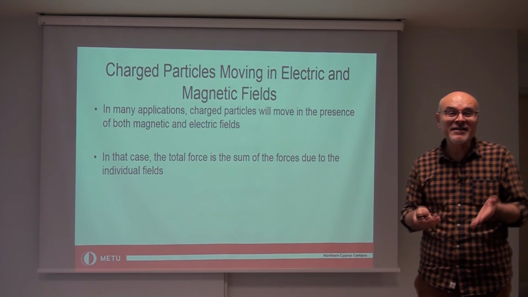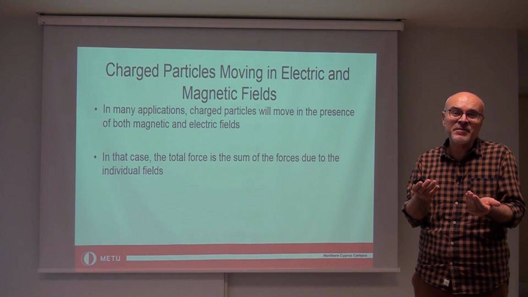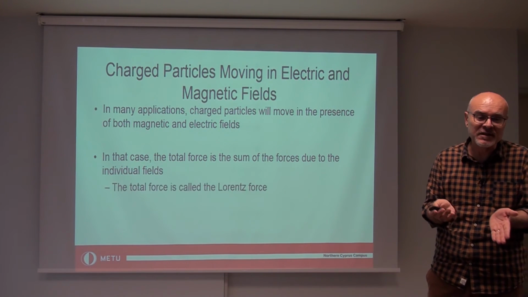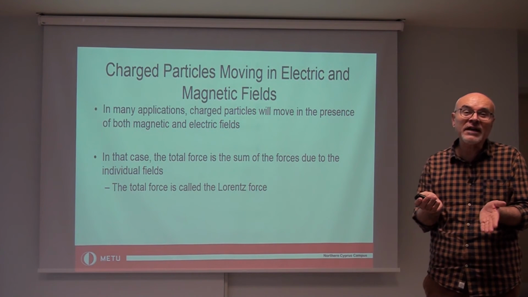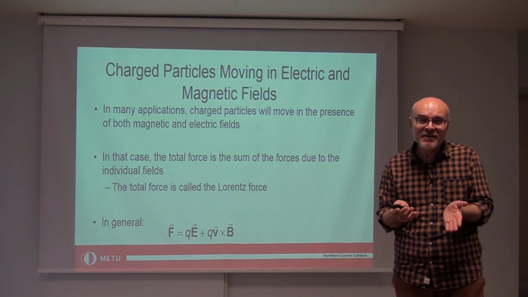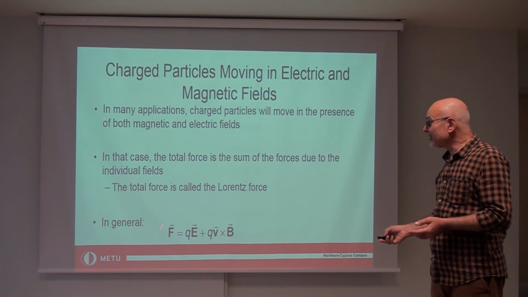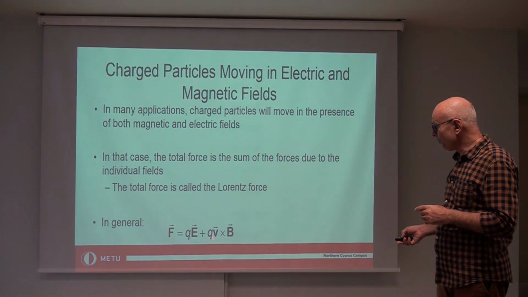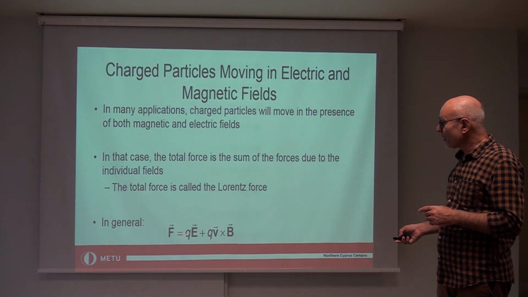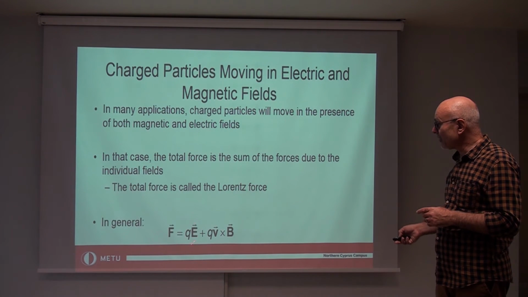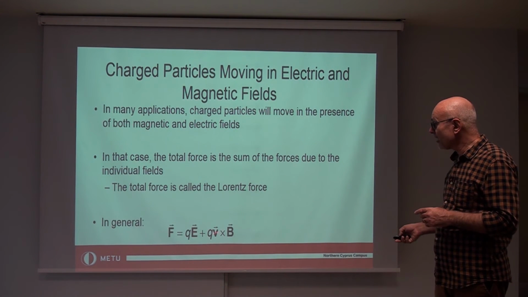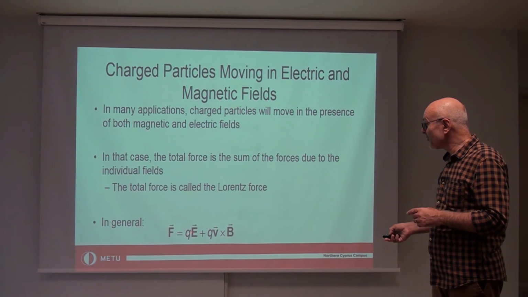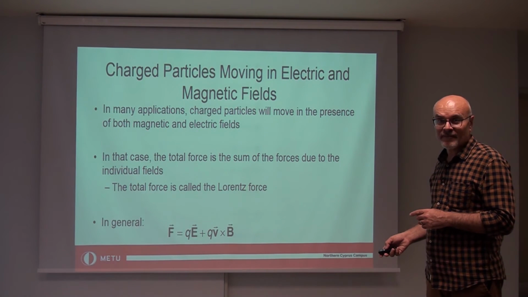So the total force that the particle experiences in this case will be the net force, the vector sum of these two forces. Now, this force is called the Lorentz force, and it is given by this expression. So the net force on a particle moving in an electric field E and magnetic field B will be QE, which is the electric force, and QV cross B, which is the magnetic force. So this total force is the vector sum of these two forces.